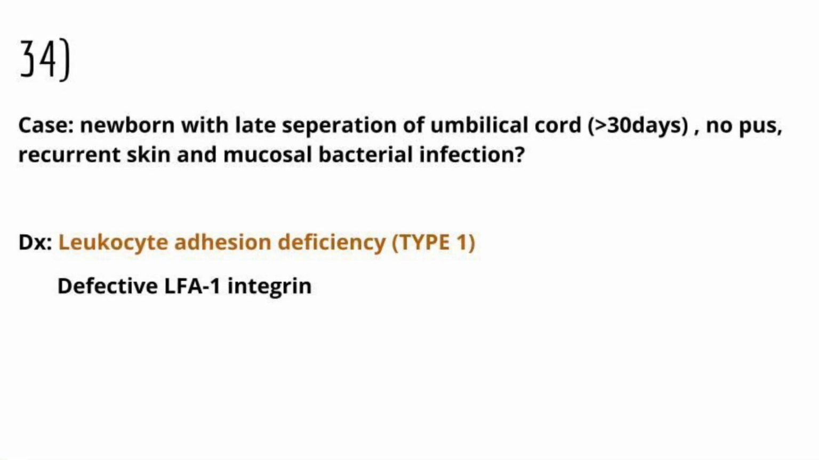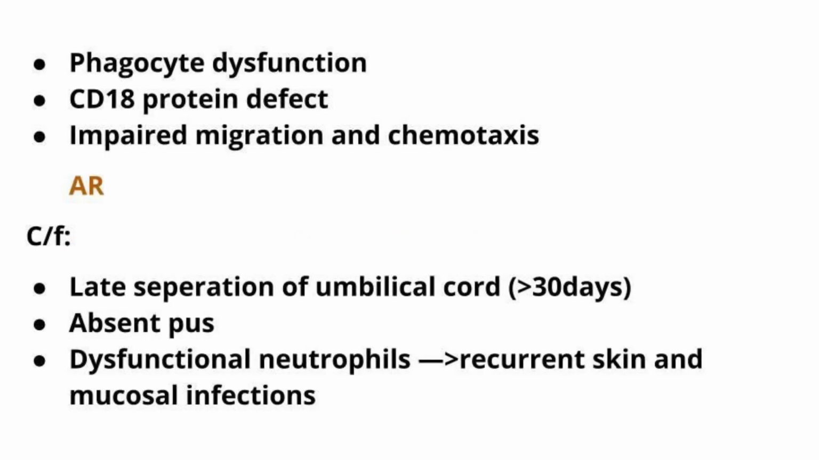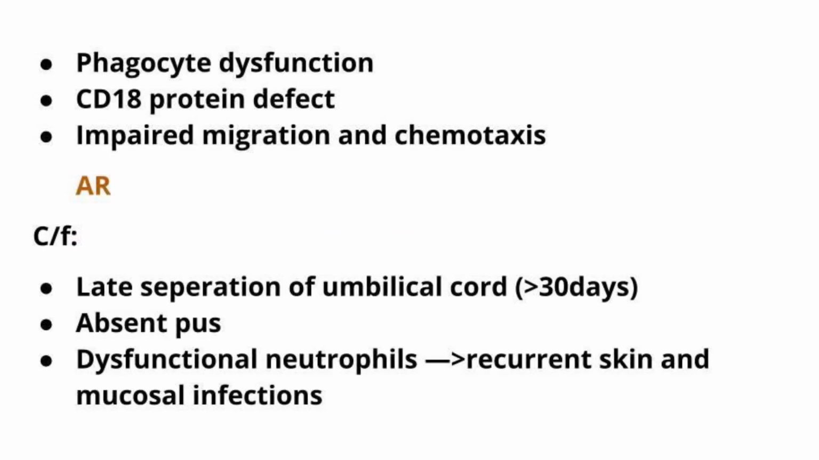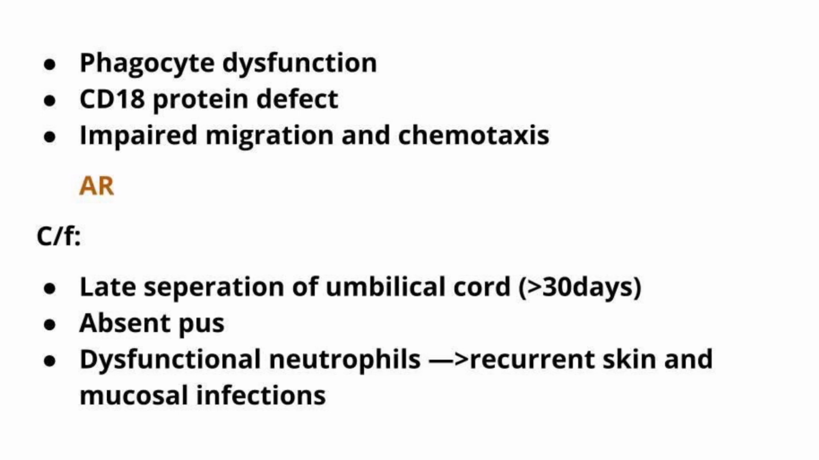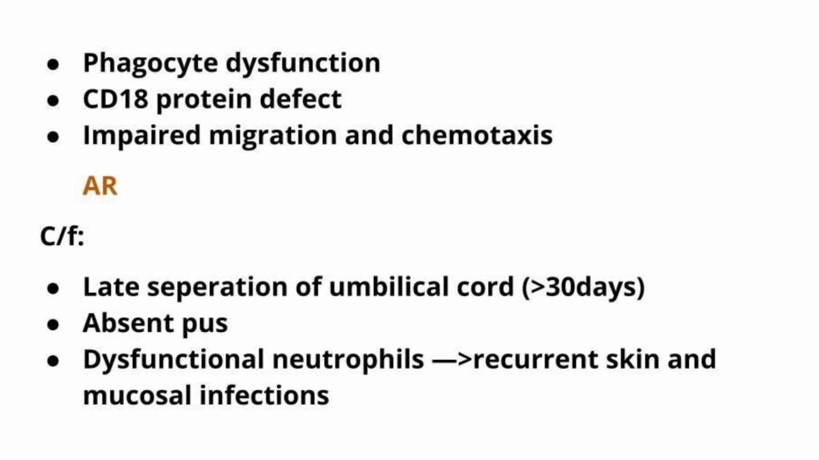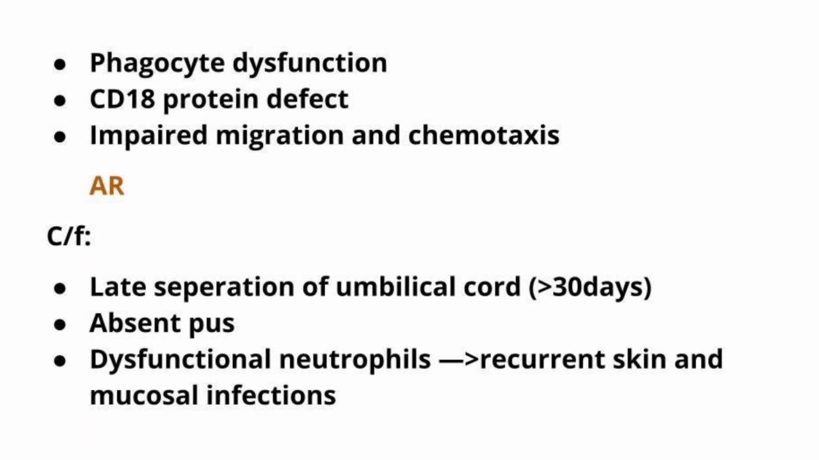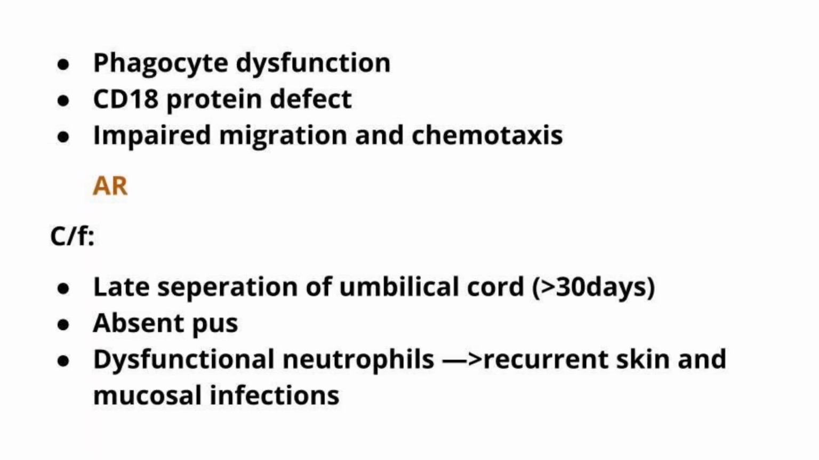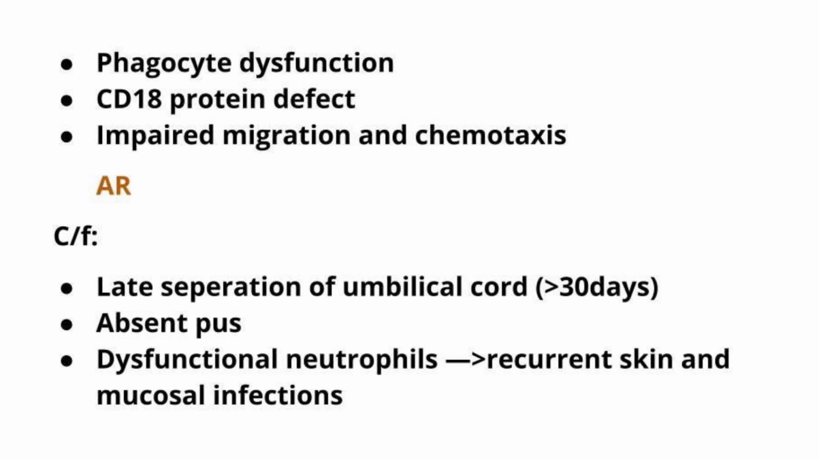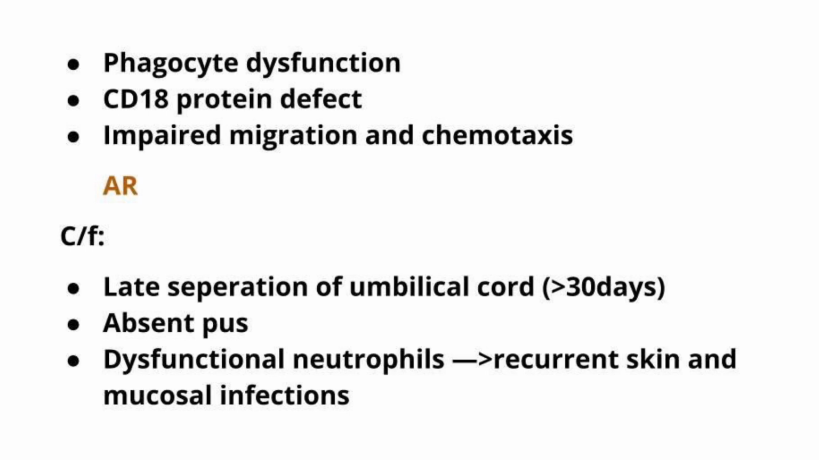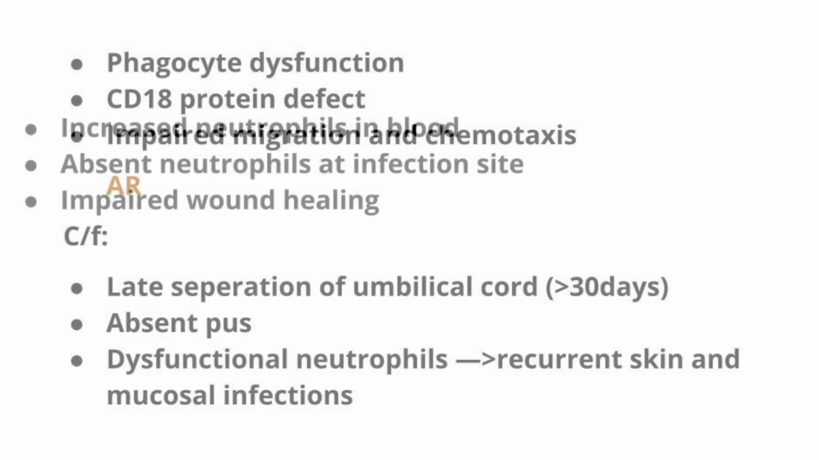It is caused due to defect in the LFA1 integrin. It is also called as CD18 protein on phagocytes. Because of this defective protein, there is impaired migration and chemotaxis of the leukocytes. It is an autosomal recessive condition. The clinical findings we can see in this case are late separation of umbilical cord and absent pus and dysfunctional neutrophils, which leads to recurrent skin and mucosal bacterial infections.